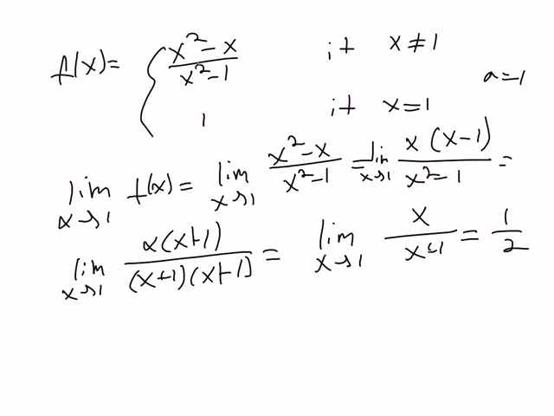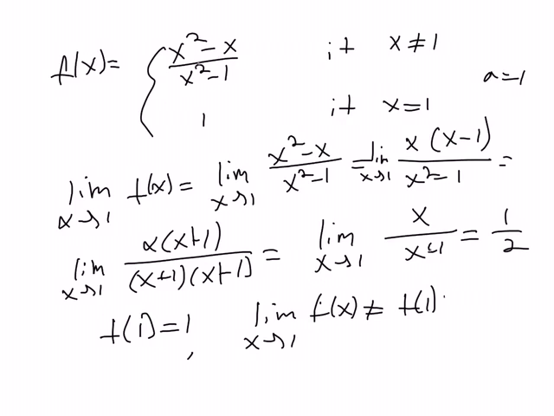And this is equal to a half. So the limit is equal to a half, but if we take f of 1, we get 1. So we have the limit as x goes to 1 of f of x does not equal f of 1, or in other words, doesn't equal 1 because the limit is equal to a half. This is equal to 1, and this is equal to a half. And that's why we have a discontinuity.